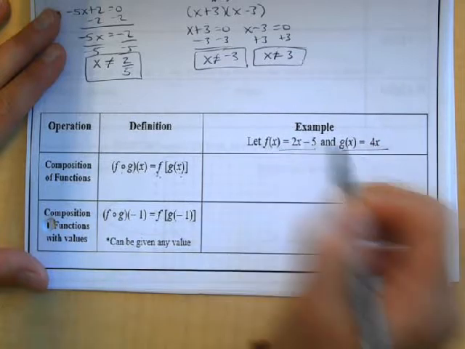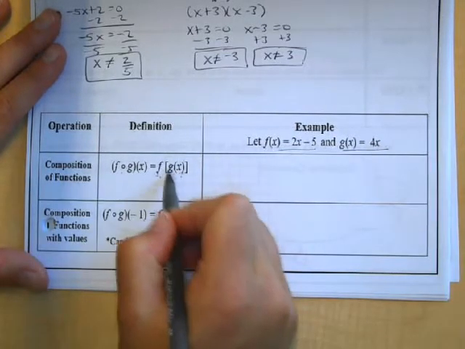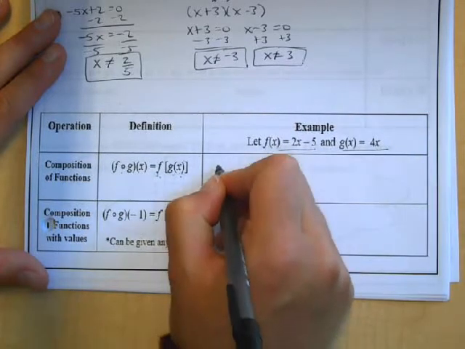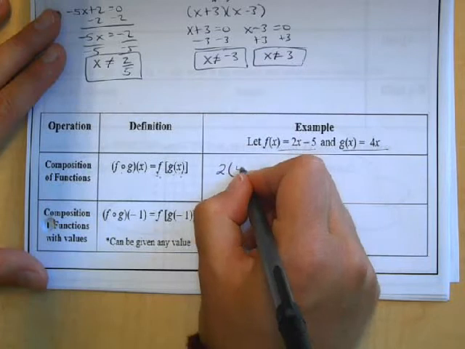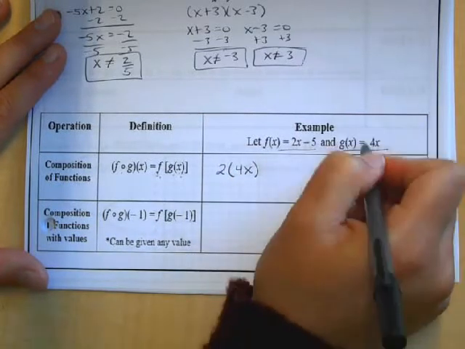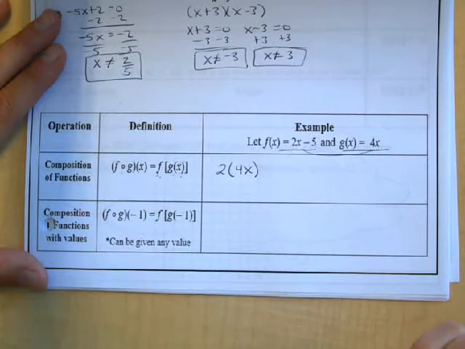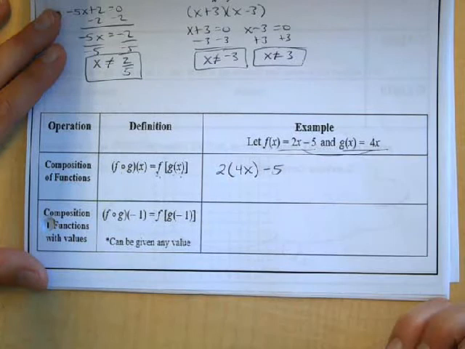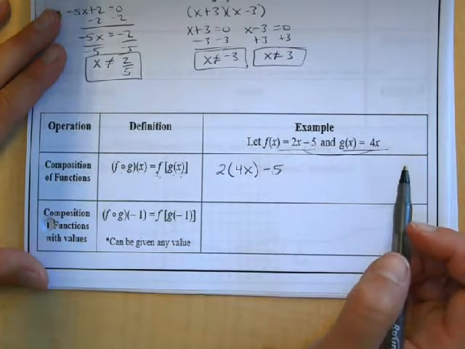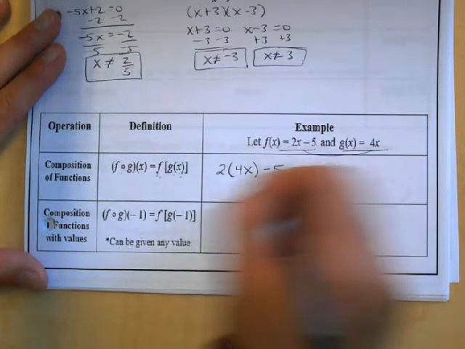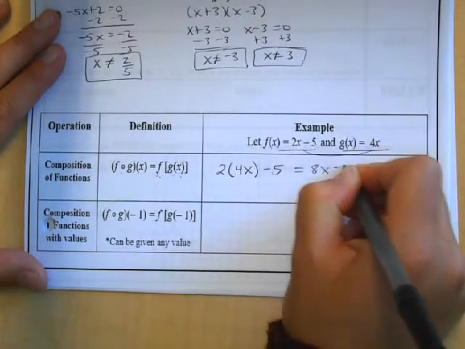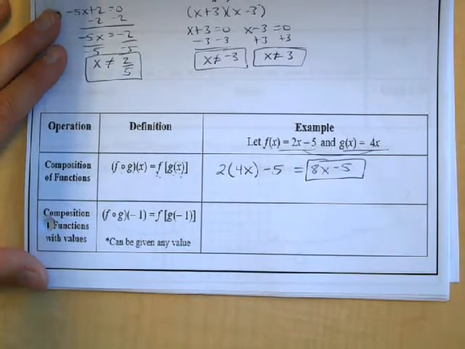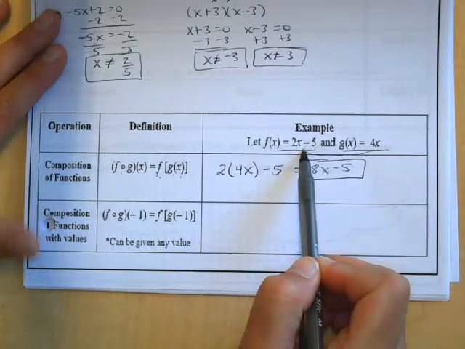So this is our g of x, this is our f of x. So instead of seeing an x here, like we do with the g of x, we're actually going to plug in the actual equation. So I have 2 times 4x. I just plug this in for that x in that case. So 2 times 4x minus 5. Then what we're going to do is multiply. 2 times 4 is 8x minus 5. That is as far as I can simplify, but I just plugged in that g of x for this f of x.